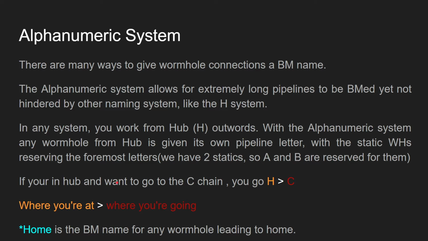And finally, we'll see the format here. Let's assume you're in hub and you want to go to the C chain. You go from H to C. Where you're at, where you're going. It's covered right now, but we can also see star home is the bookmark name for any wormhole heading back to hub.